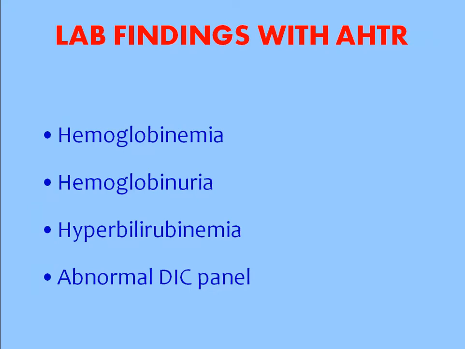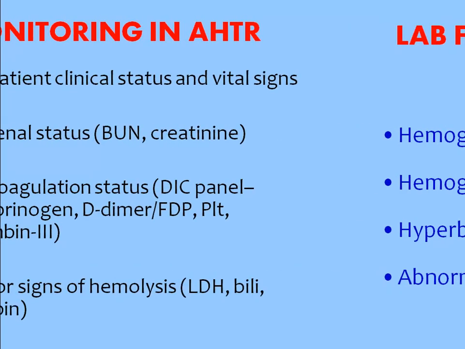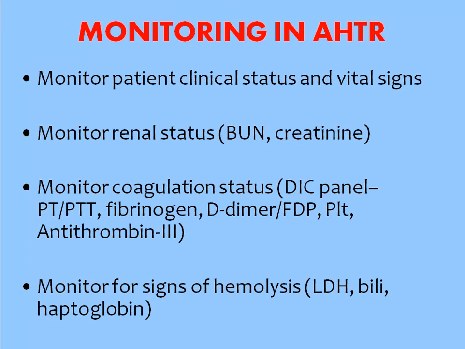Then what are the lab findings? Hemoglobinemia, hemoglobinuria, hyperbilirubinemia, abnormal DIC panel. Then how do you monitor? You monitor the clinical status, vital signs till the urine output becomes normal. Monitor the renal status. Then monitor the coagulation status, that is fibrinogen levels, antithrombin 3 levels. DIC panel should be checked for. And monitor the signs of hemolysis like LDH, bilirubin levels, and haptoglobin levels in the blood.